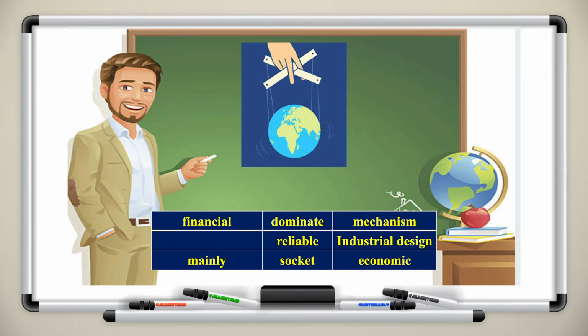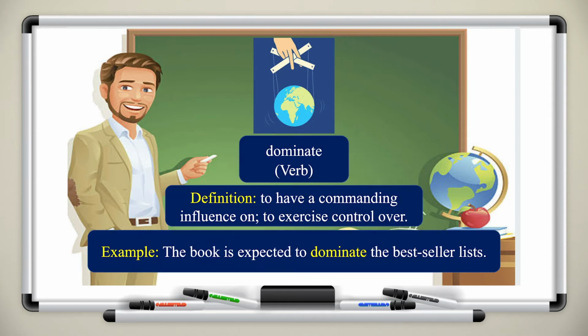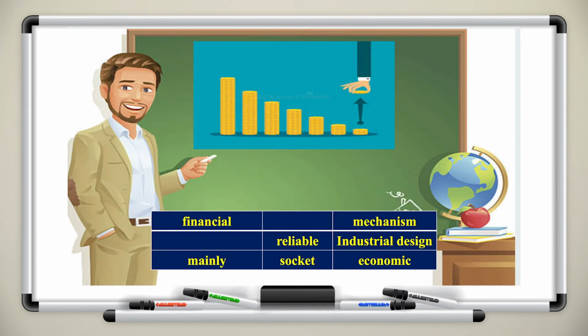Let's see the next one, and we have a picture of someone taking control of something else. So someone is taking control of someone or something. Okay, so we have dominate. It's a verb. It means to have a commanding influence on or to exercise control over. For example, the book is expected to dominate the bestseller lists. So it will take control of the list of bestselling books.